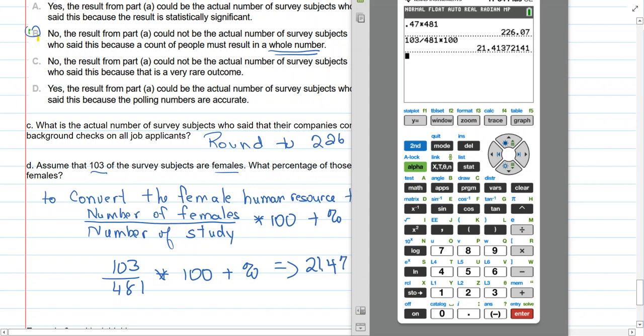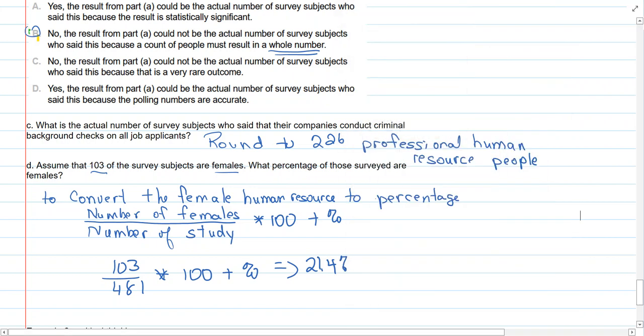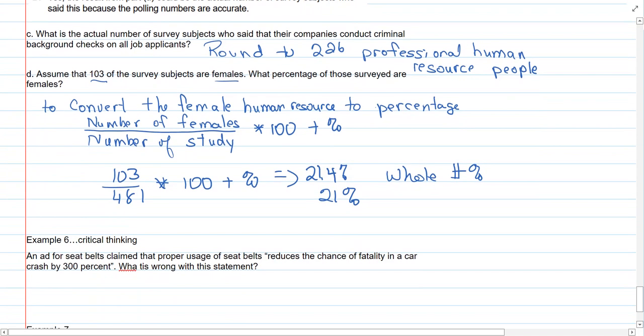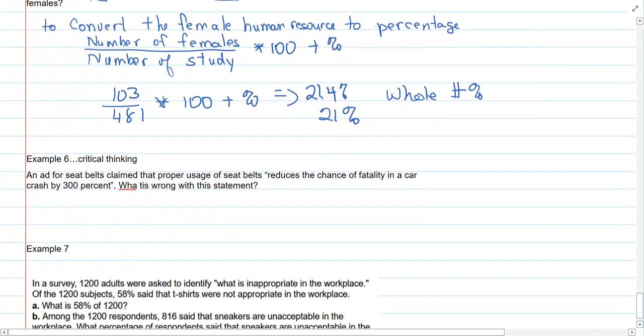So we're going to say 21.4%. All right, now here's the issue. We want a whole number. So we would say 21%. So you can see the importance of understanding you're not going to get the exact numbers of the actual participants, but more or less a general idea of what it is.